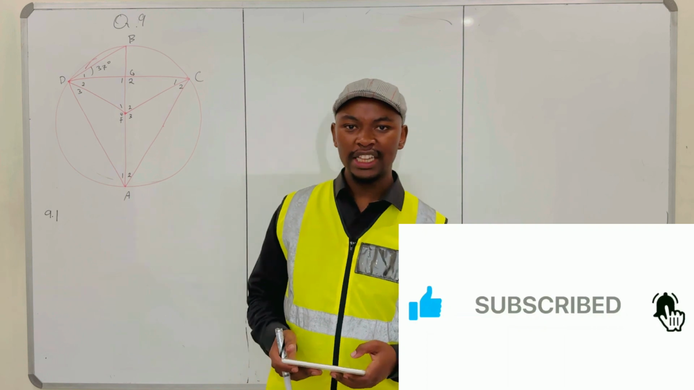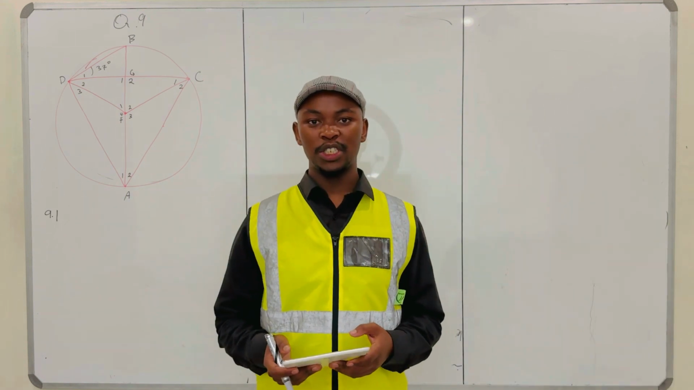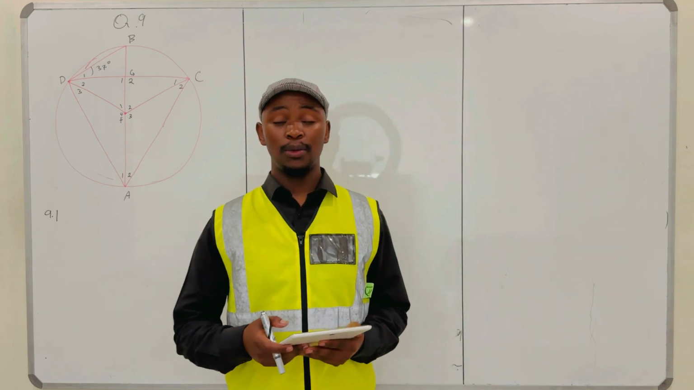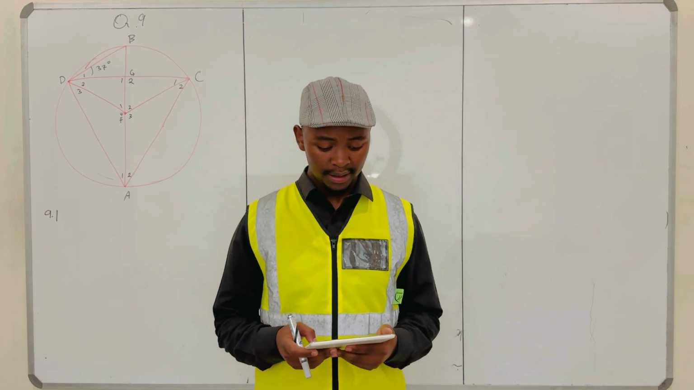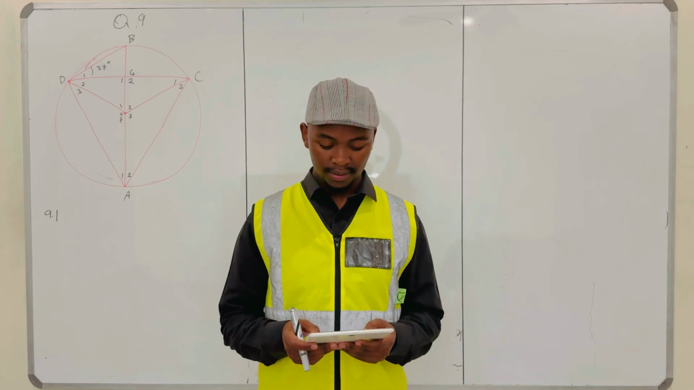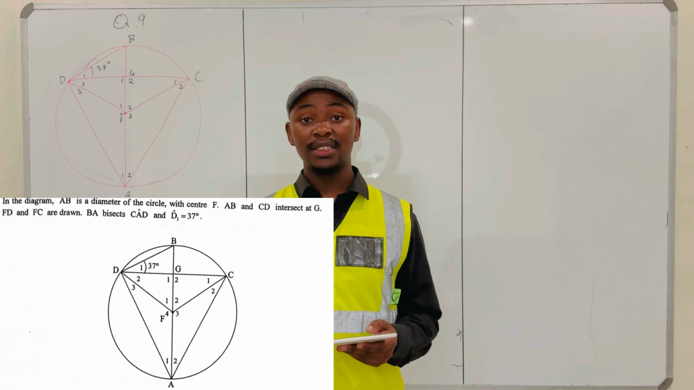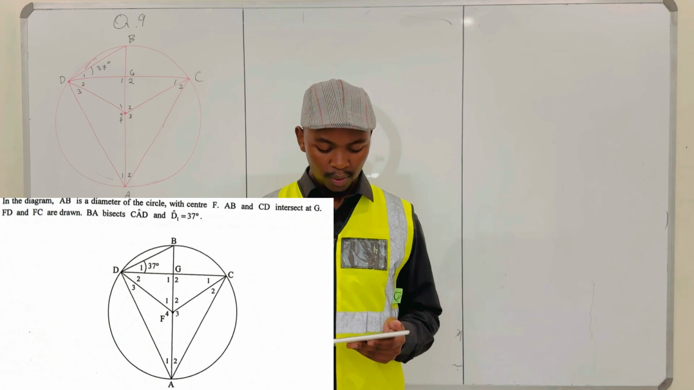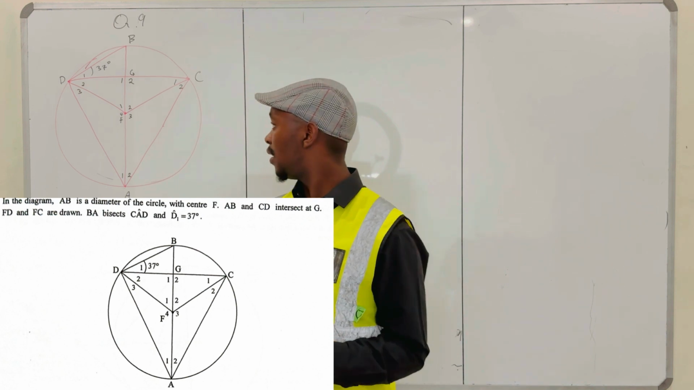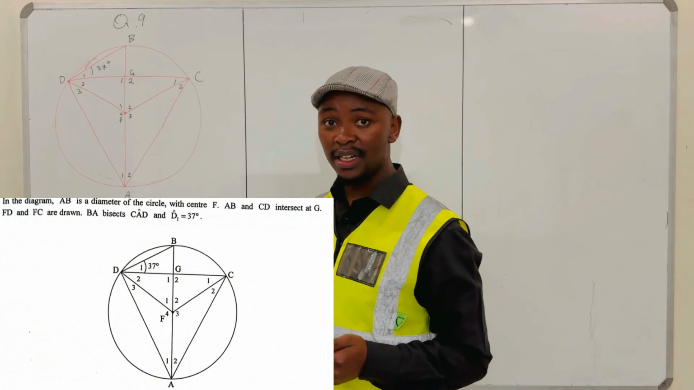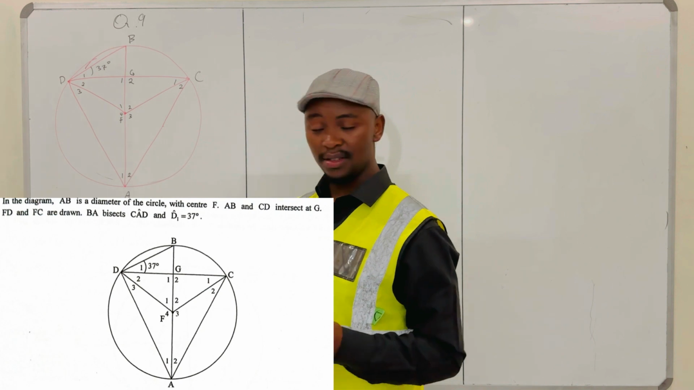Today we're going to be looking at the May-June question paper 2, the year 2024. This is grade 12. We are looking at question number 9, which also focuses on circle geometry. The statement reads as follows. In the diagram, AB is a diameter of the circle with the center F. We have a diameter AB, and we're told that F is the center of the circle.